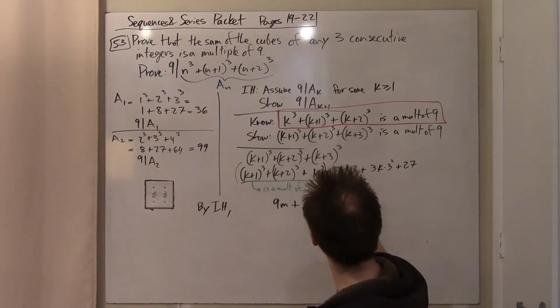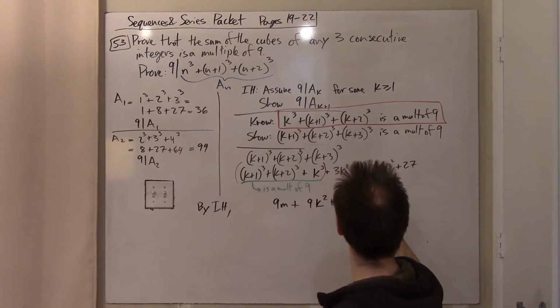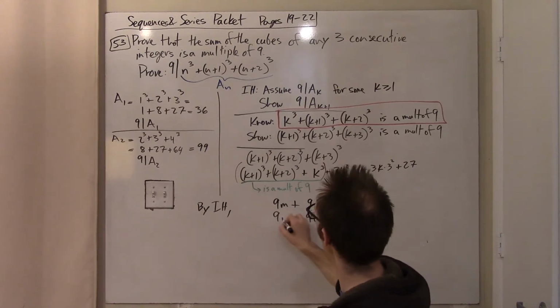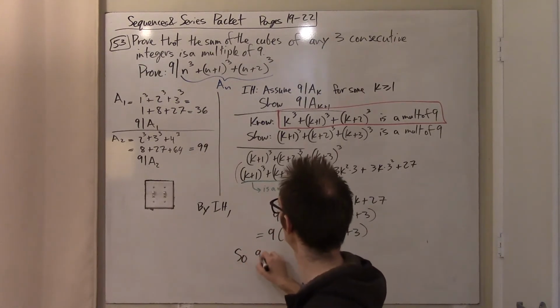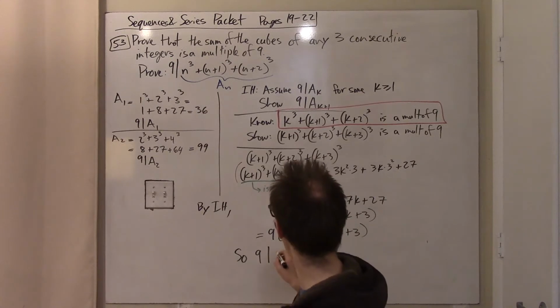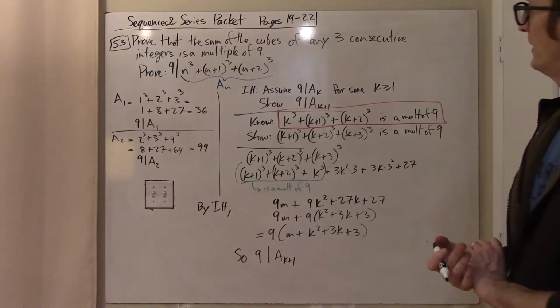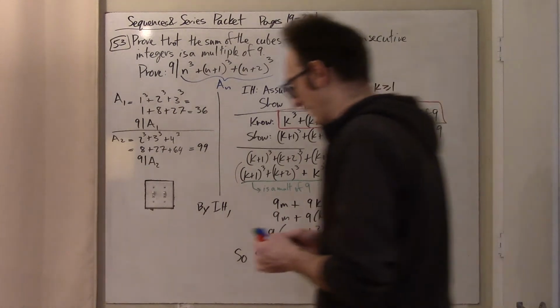I'll just write it out one more time. What is this? It's 9k squared plus 27k plus 27. So yeah, it's totally a multiple of 9. So it's 9 times k squared plus 3k plus 3, and there we go. I have just showed that this really is 9 times m plus k squared plus 3k plus 3. And so 9 does divide a sub k plus 1. Okay, so that's basically a straightforward proof by induction.